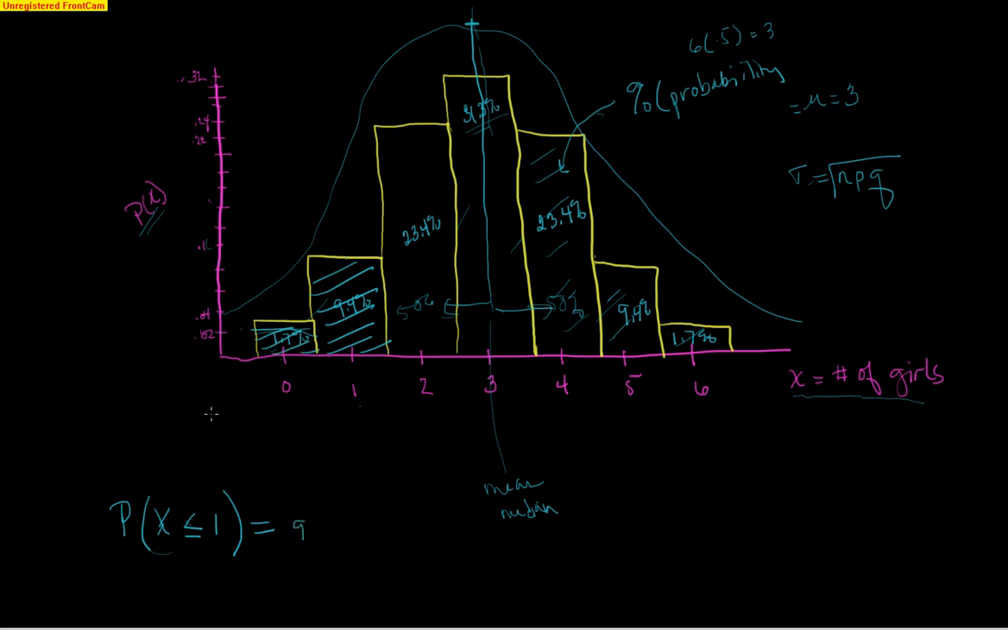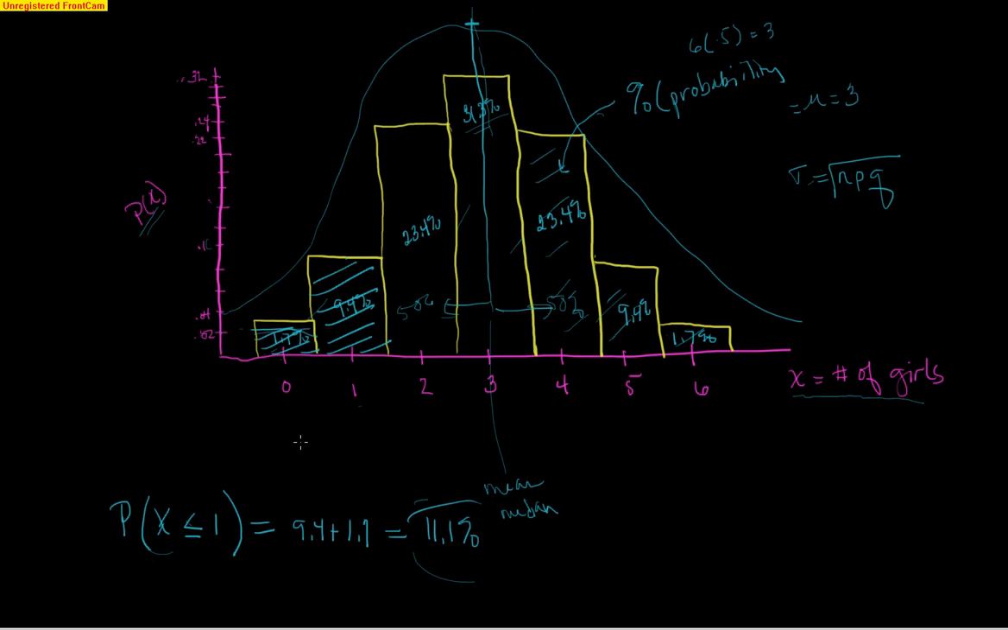So we would have to add that 9.4 plus the 1.7, and that would give us the probability of a family having one or less child. And that value is equal to 11.1. There's an 11.1% chance of choosing a family with 6 kids where they have only one or 0 girls.